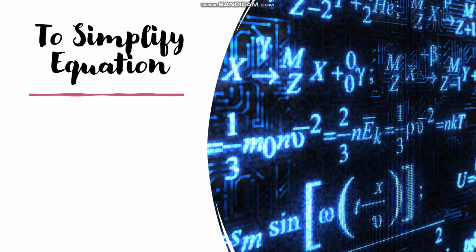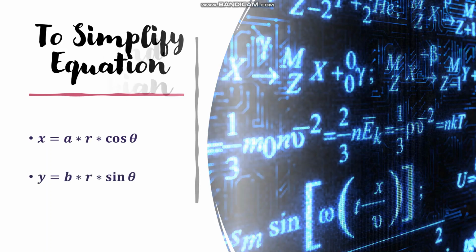For this reason, we take x and y as polar coordinates. So x equals a r cosine theta and y will be b r sine theta. Now let's find our Jacobian. For this reason, we will find four derivatives.